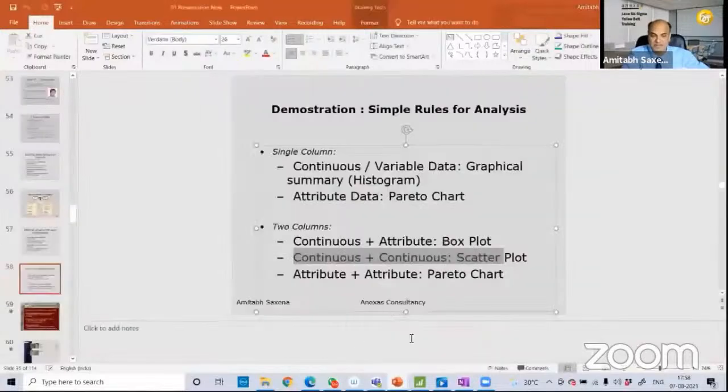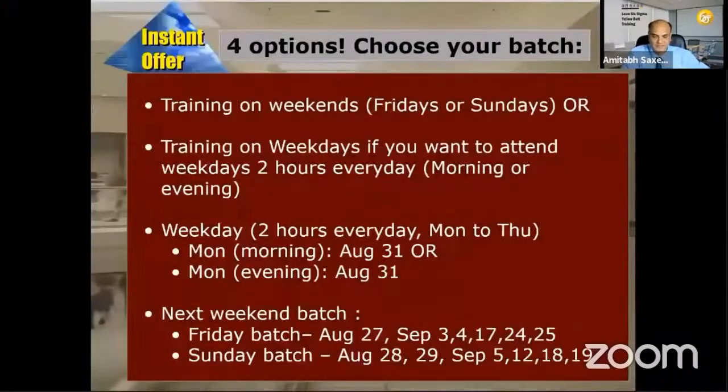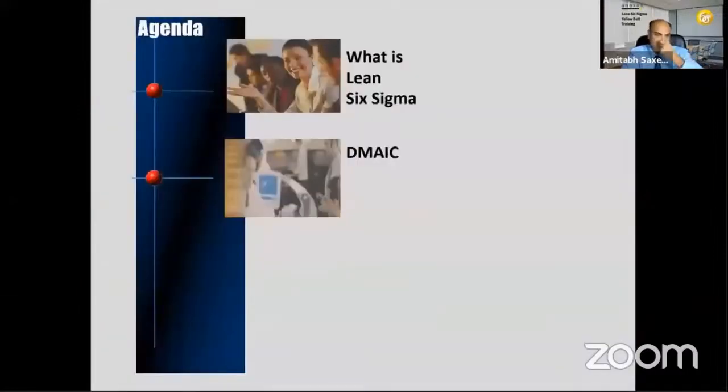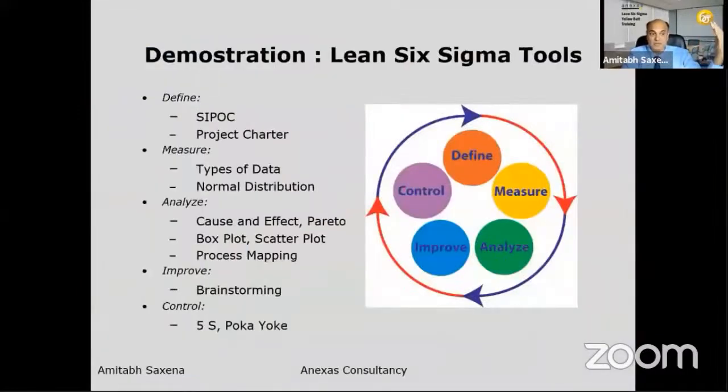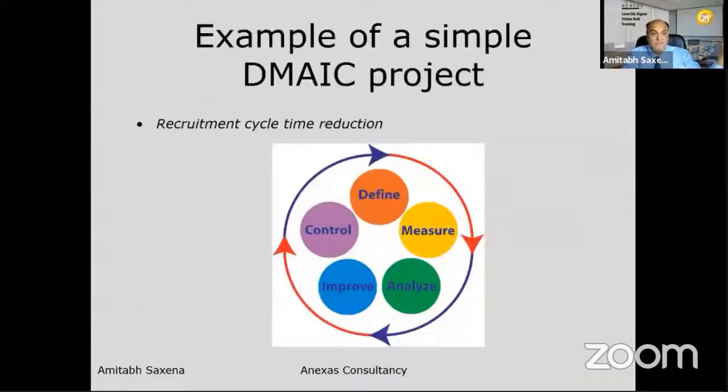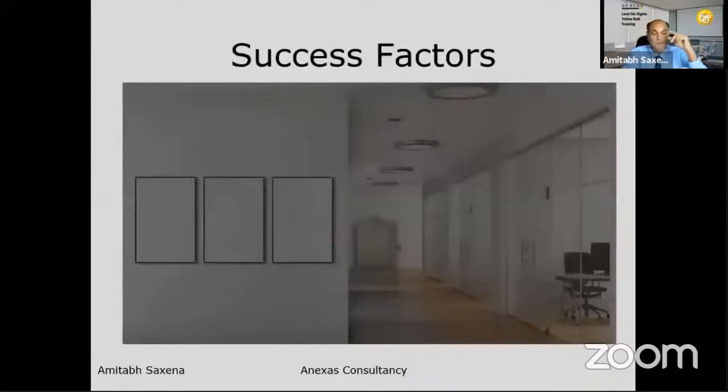Let me check. Have you understood anything or not? Some testing time. Let me test. So we have understood define, CPHQ charter, measure, types of data, normal distribution, cause and effect, Pareto, box plot, scatter plot. I have done brief mentioning of improve phase, brainstorming, control. We have understood some of the tools. Some of the success factors of Lean Six Sigma. Maybe I'll skip this part.